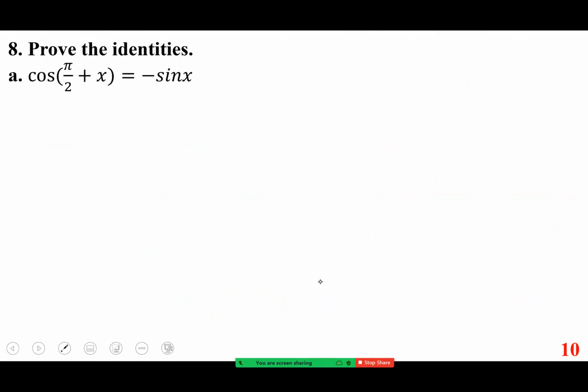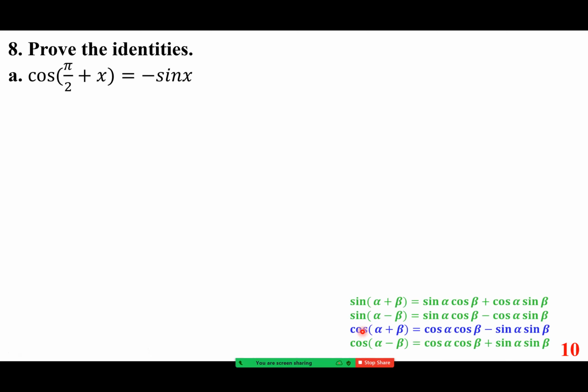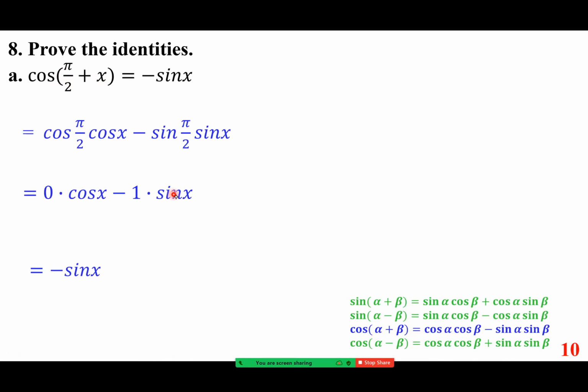We want to prove the identity, so we are going to use the sum formula for cosine of alpha plus beta, because this is alpha, this is beta. So cosine alpha cosine beta, which means on the left side, we're going to write cosine of pi over 2 cosine x minus sine alpha sine beta, minus sine pi over 2 sine x. And as you know, cosine of pi over 2 is 0, sine of pi over 2 is 1. And so this goes to 0, and this is negative sine x, and that's the proof.